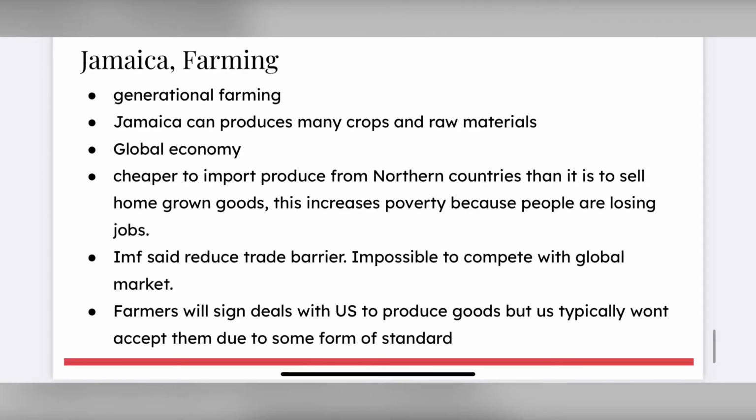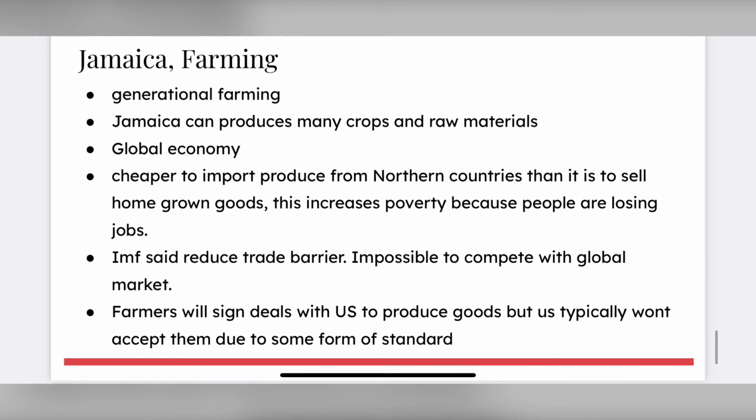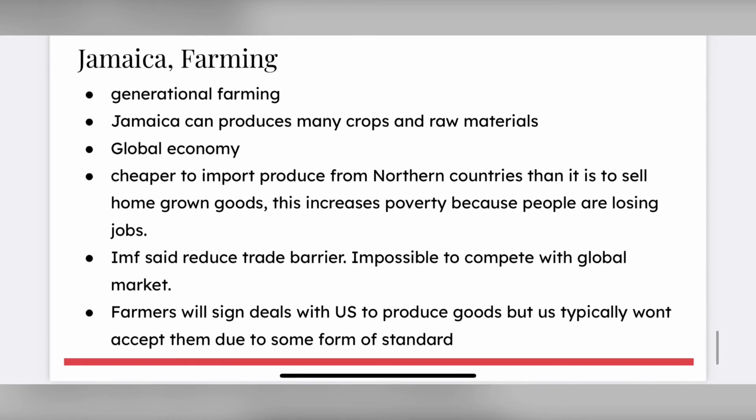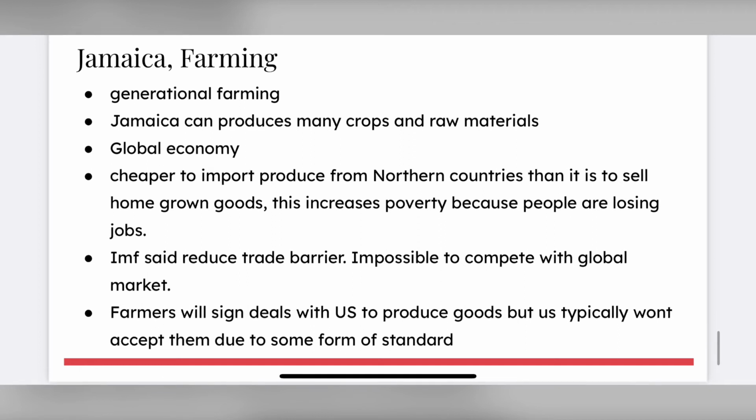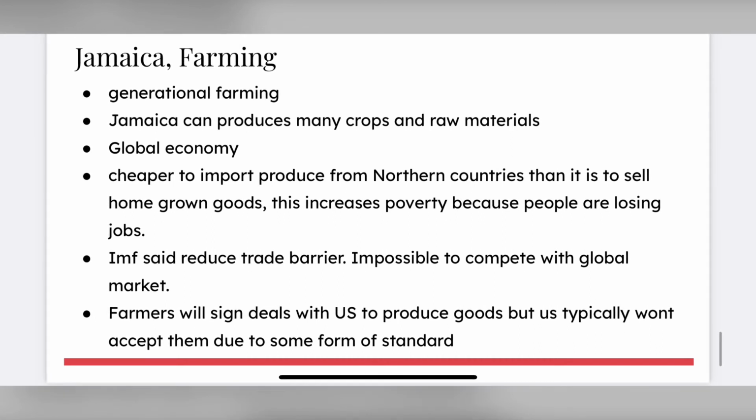Another way Jamaica has been affected by the global north is through farming. Jamaica is a country that has generational farming. Because of their warm climate, Jamaica has potential to produce a surplus of raw materials that could be exported. During the new age global economy, Jamaica is simply not able to compete with the northern countries that are able to produce crops in surplus.